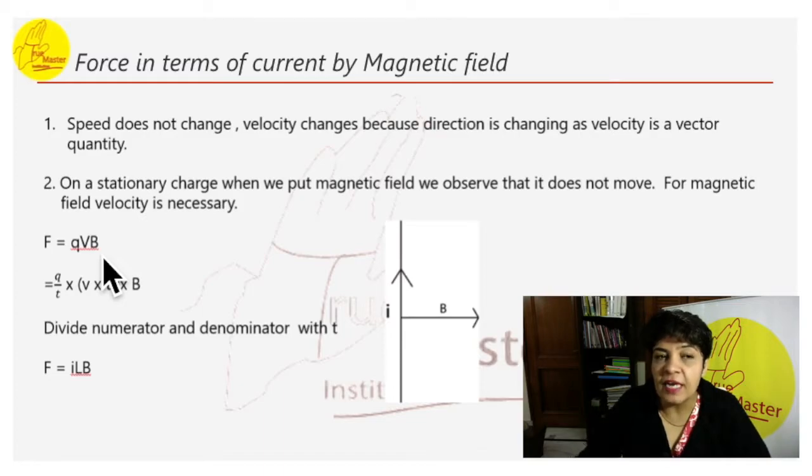If we further divide mathematically, numerator and denominator both by T, then Q by T can be written as I. So the new formula will become F equals ILB. What is V into T? Velocity into time is distance, so we represent it by L. Q by T is I, and B comes down as it is. So we have two formulas for force in terms of current. We will use F equals ILB, and in terms of charge we will say force is equal to QVB.